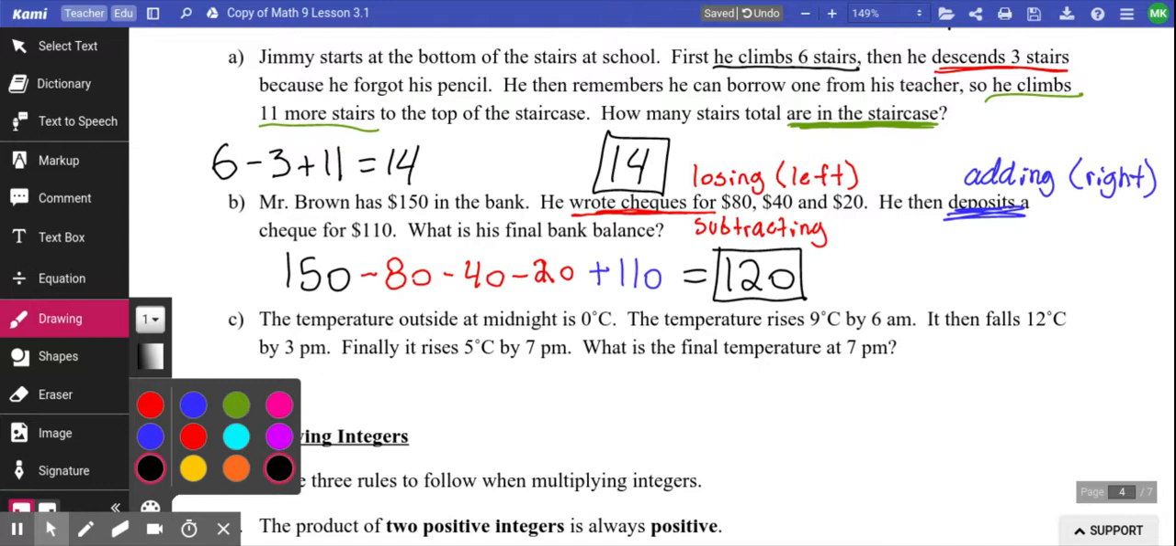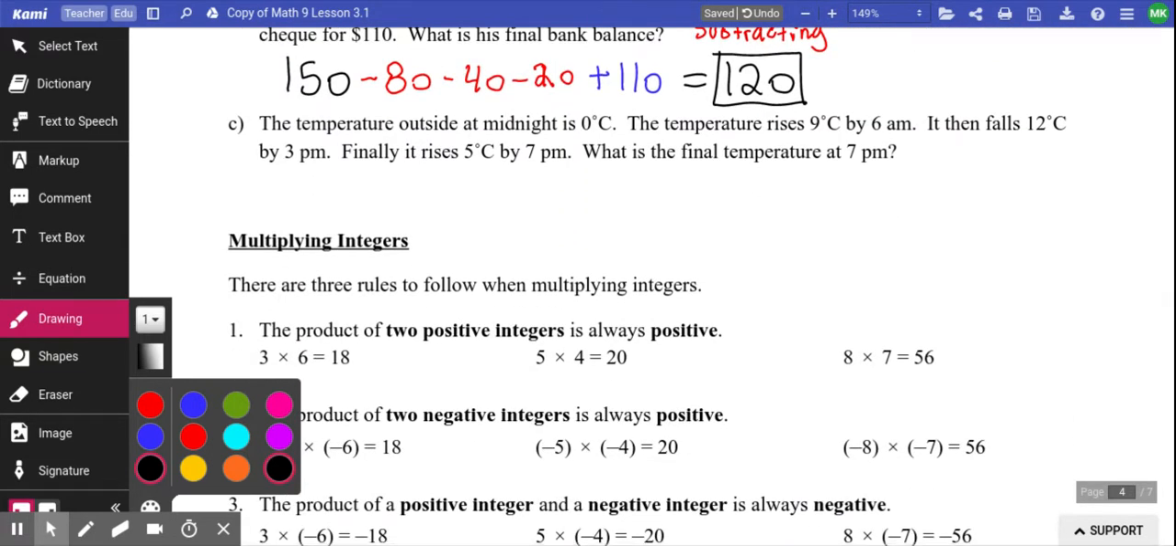Awesome. If you look at C, the temperature outside at midnight is 0 degrees. The temperature rises 9 degrees by 6 a.m., then falls 12 degrees by 3 p.m. Finally, it rises 5 degrees by 7 p.m. What is the final temperature at 7 p.m.?